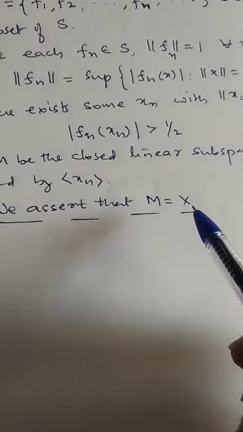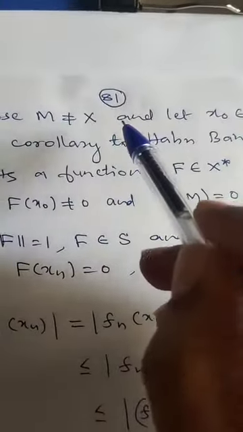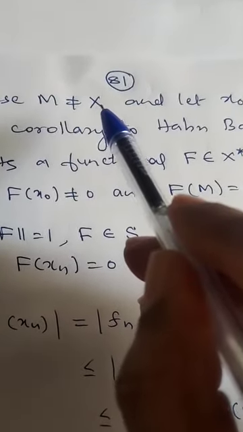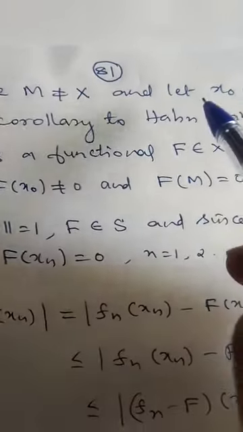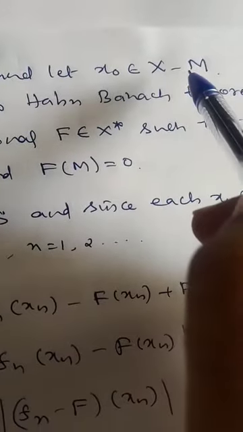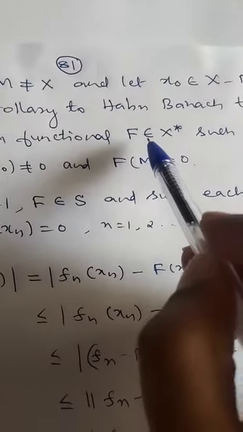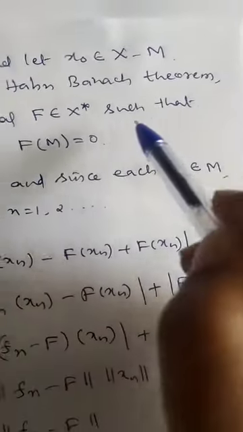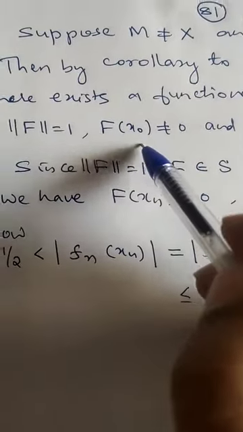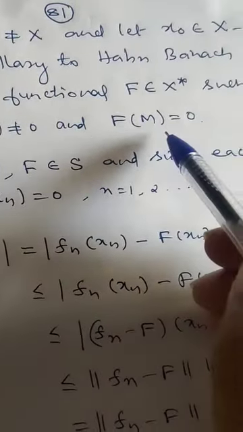Now we show that M is equal to X. Suppose, if possible, that M is not equal to X. If M is not equal to X, there are some vectors in X which are not in M. I'll choose one such vector x naught which is in X but not in M. Then by the corollary to the Hahn-Banach theorem, there exists a functional f belonging to X star such that norm of f is 1, f of x naught is not equal to 0 and f of M is 0.